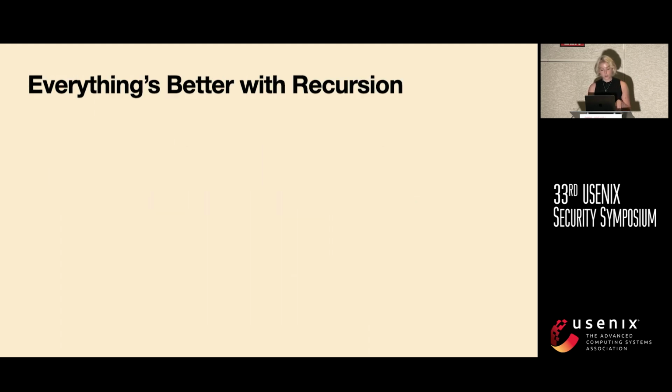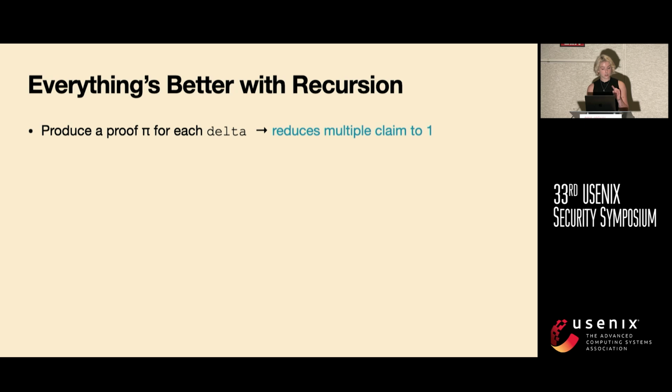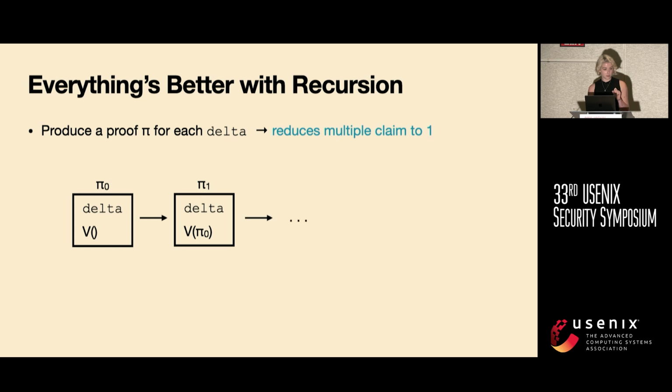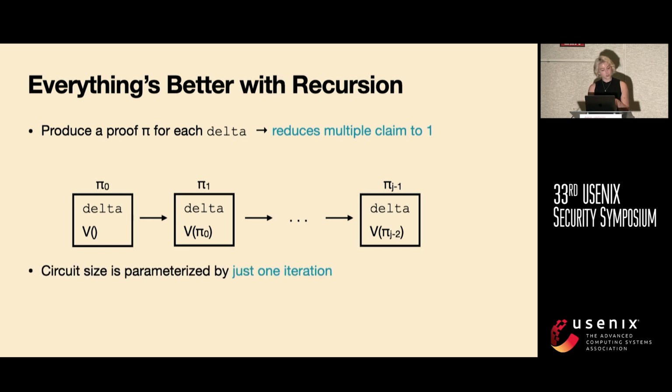Finally, we use a recursive proof system. With a recursive proof system, what we do is we produce a single proof pi for a single invocation of the delta function. So you start with a single invocation of delta on the first character, and then when we get to the second character, we produce a new proof, pi1, as well as an additional proof that the previous step verified correctly. We can do this for every character that we need to check in the document. By doing this, we can reduce multiple claims about the characters in the documents down to 1. And our circuit size becomes parameterized by a single invocation of delta, as opposed to all of them.